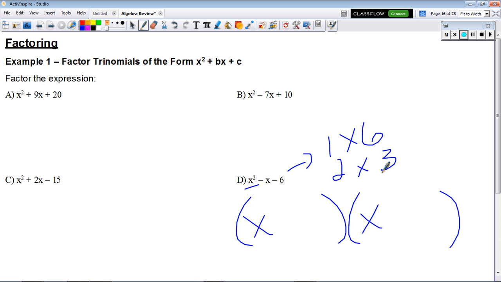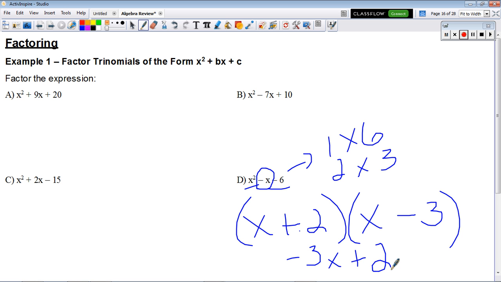So once again, because it's a negative 6, that tells me that the signs in the parentheses are going to be different. And if you notice in the middle here, this is negative 1x. So if I were to put a 2 here and a 3 here, now if I do the outside-inside part of the FOIL, x times negative 3 is negative 3x, 2 times x is 2x, and when you put those together, that ends up being negative x. So that's the answer for part D.